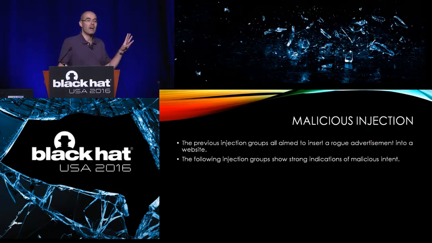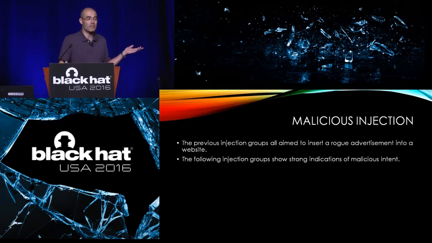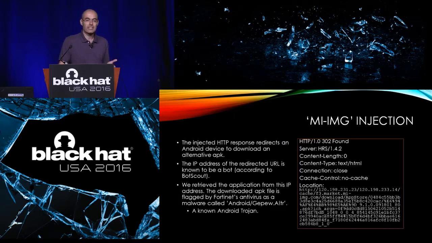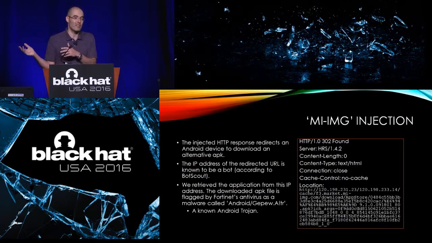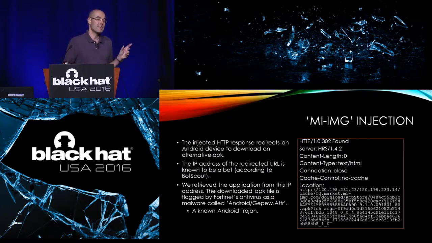Okay, so up until now, you've seen only examples of injections of advertisements, but there were also injections that had malicious intent, like one of these. In this injection, an Android device tried to download an APK from a third-party website, and the user got a forged response, again, a 302 redirection to download the APK from yet another IP address. According to the Bot Scout service, this IP address is flagged as a bot.